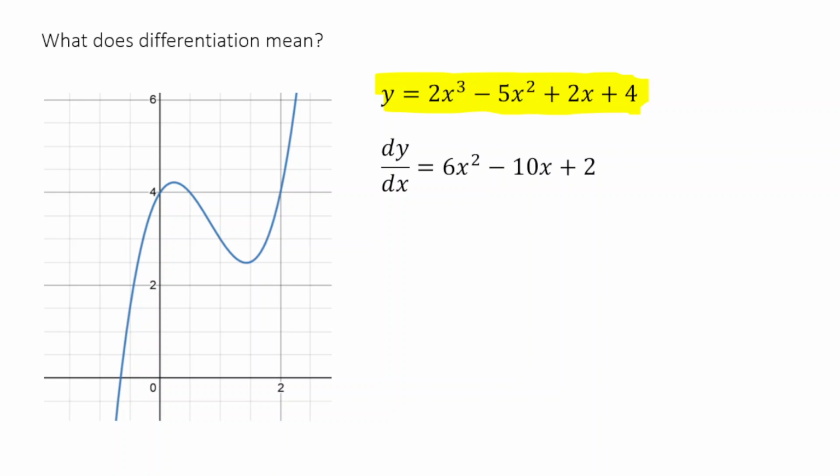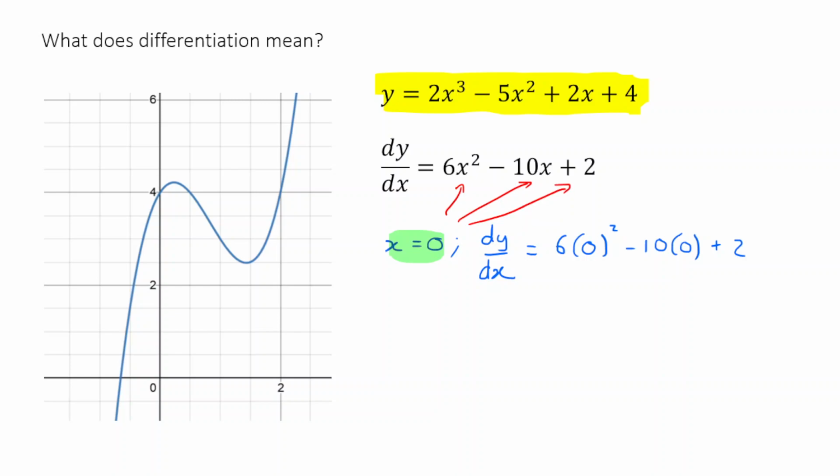Well, let's just try one. If x is equal to 0, what's the gradient going to be? I just substitute 0 into my dy dx. So I will get 6 times 0 squared minus 10 times 0 plus 2. I just take my x value, x equals 0, and put it into my dy dx. That's what I'm doing.